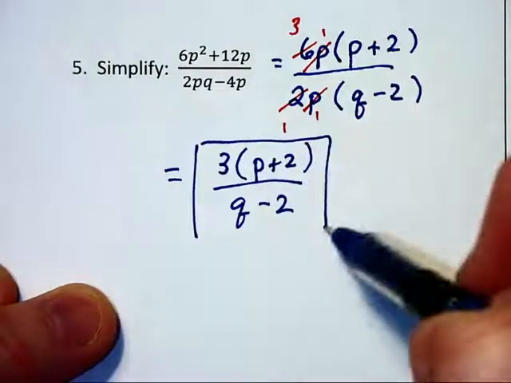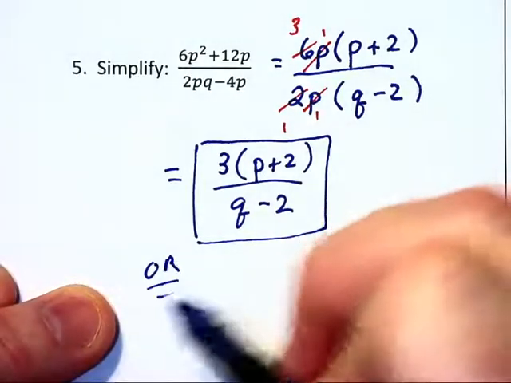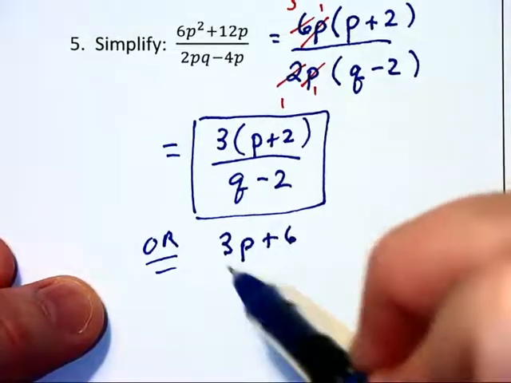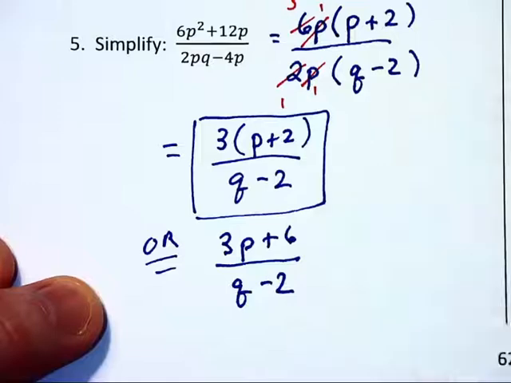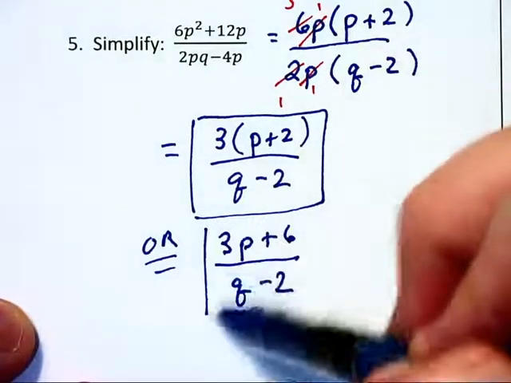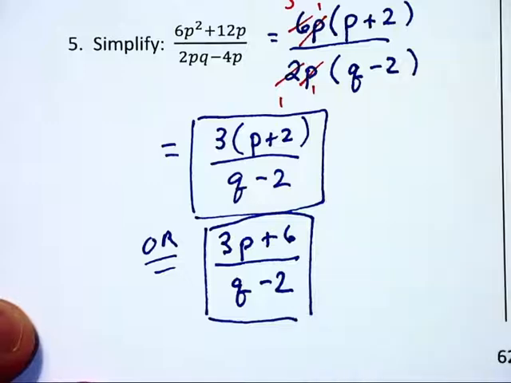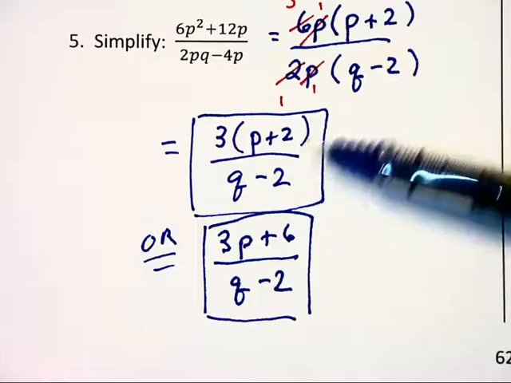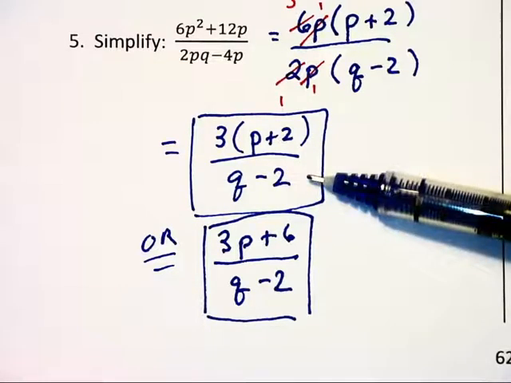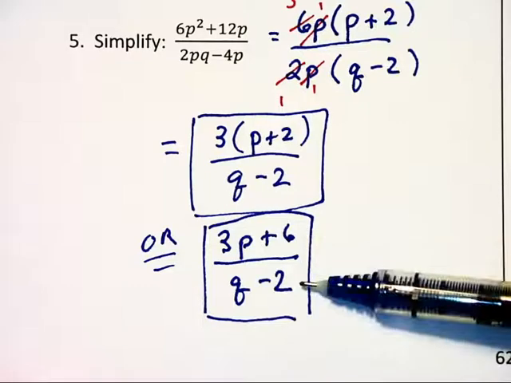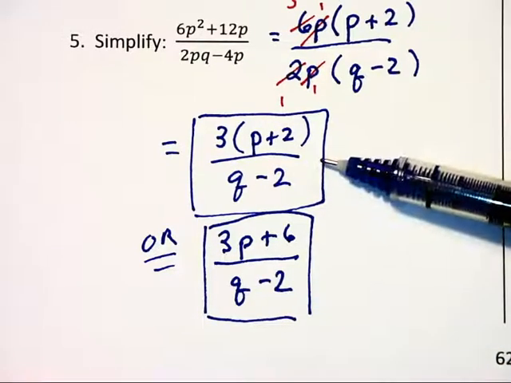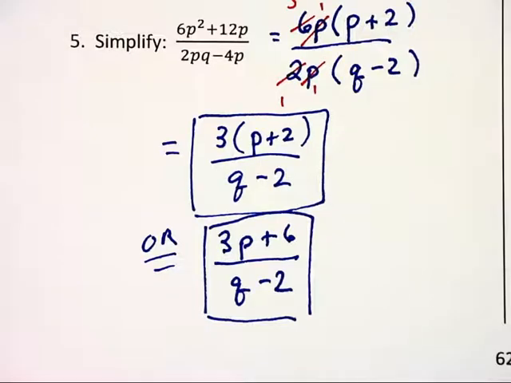Now I can leave my answer in that form right there, or I have an option. I can do the distribution and put it back to the form 3p plus 6 over q minus 2. Which one is preferred? That depends upon your teacher. Usually we go with the factored form. Even though it's not more simplified having this parentheses here, we can see that there will not be any more cancellation possible. If we leave it in this form that's distributed out, we technically, in order to check if it can be reduced, would have to factor it and then do the canceling or check to see if it will cancel. So it's just generally a better idea to leave the numerator factored in your solution.